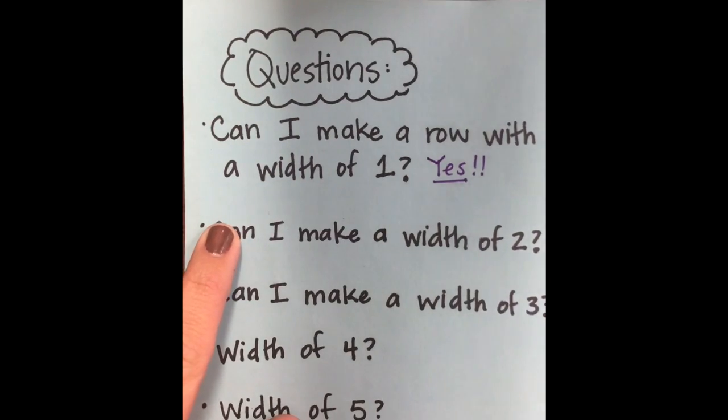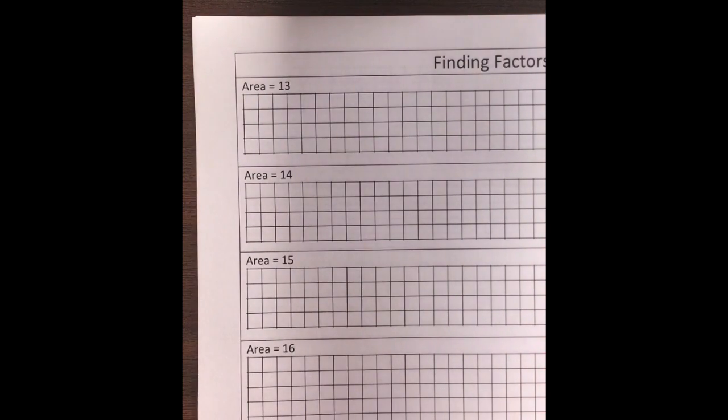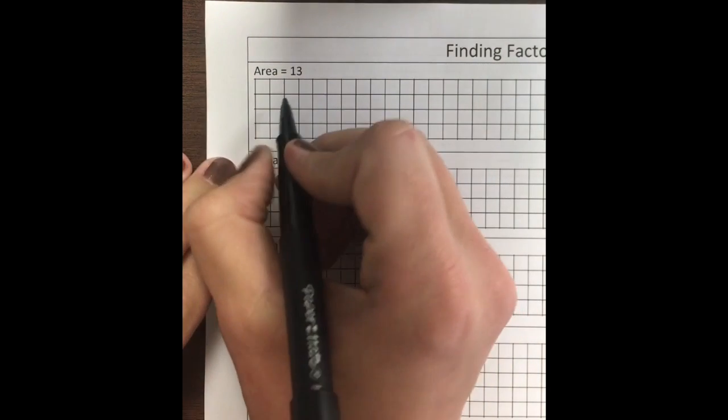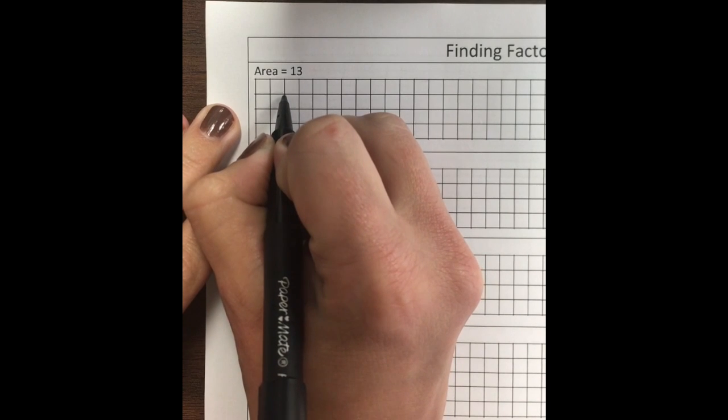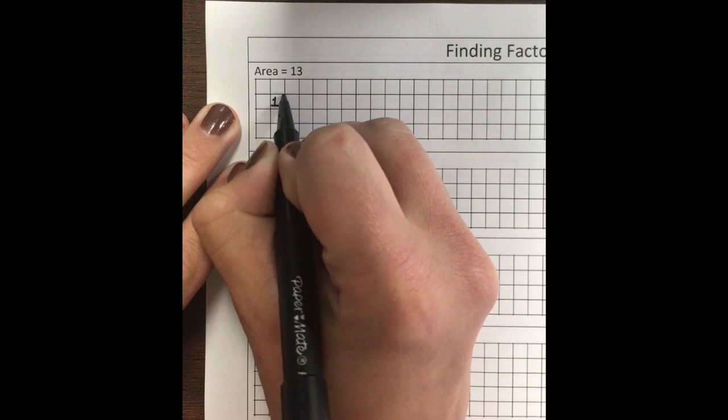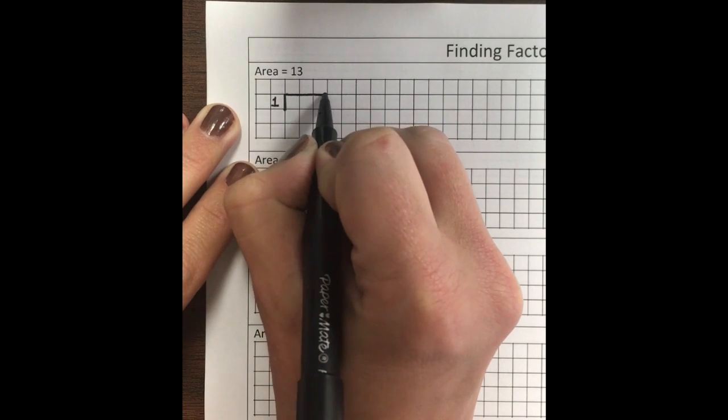Then we'll do so. So go ahead and go to your chart and take a minute to make one long row with a width of 1 and a length of 13. Pause the video while we do this. Now, what you should have done on your paper would be to create a width of 1 and a length of 13.